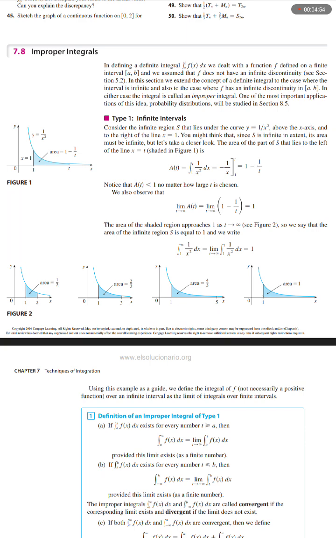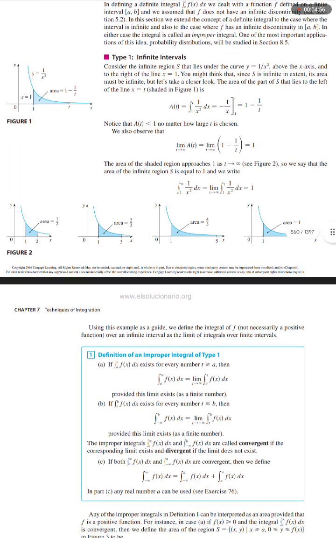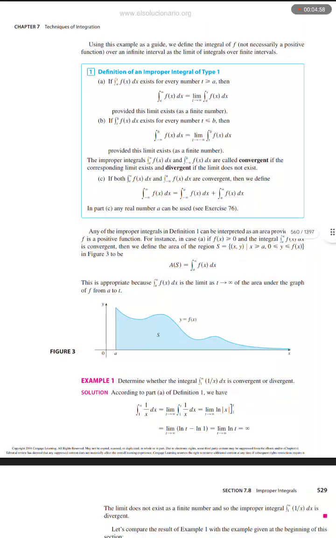Using this example as a guide, we define the integral of f, not necessarily a positive function, over an infinite interval as the limit of integrals over finite intervals.